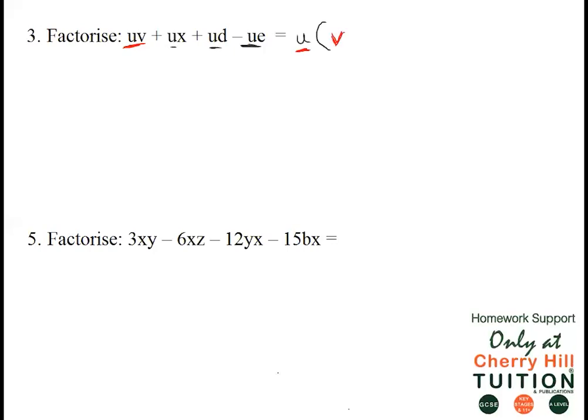And we do the same thing for ux. What do we need to multiply by u in order to get ux? And you should get x. What do we need to multiply u with to get ud? We need d. What do you need to multiply u with to get minus ue? So because of the minus sign, we need a minus, and then we also need an e, and this will give us minus ue.